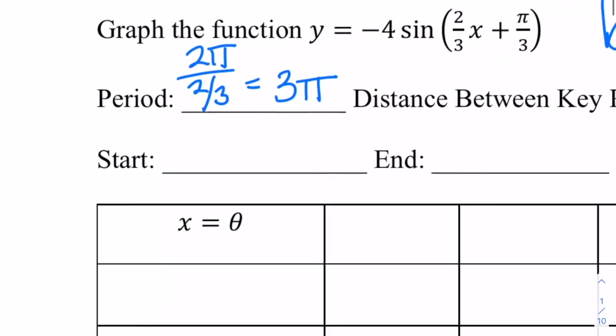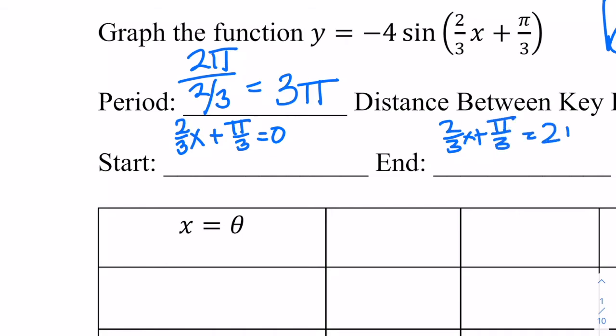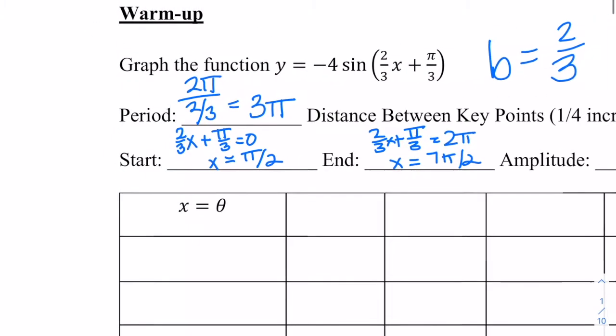So another way you can solve it or figure out where it starts and ends is to set the factor equal to 0 for the start and set the factor equal to 2 pi where it usually ends. And when we solve it, we get x equals pi over 2, and then x equals 7 pi over 2. And that makes sense because we said that the period was 3 pi.